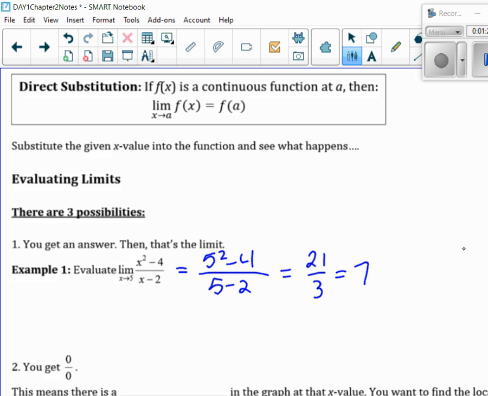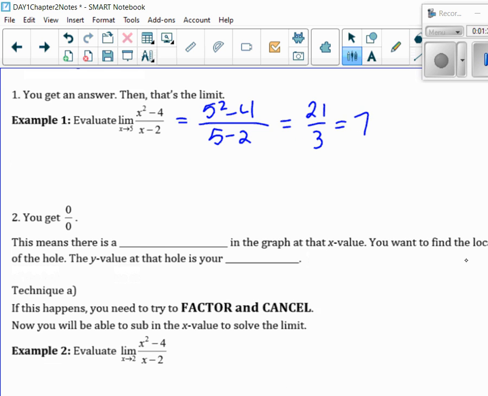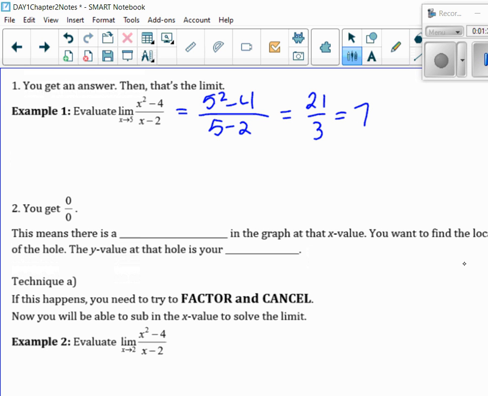So there's another scenario. You plug it in and you get 0 over 0. So what did you remember from grade 12 when you get 0 over 0? That represents that there's a hole in the graph at that x value. You want to find the location of the hole. The y value at the hole is your limit. So in grade 12, you figured out where to draw the hole. But for the limit, it doesn't matter if there's a hole there. It's the intended height, right? It doesn't matter if there's an actual function value there.